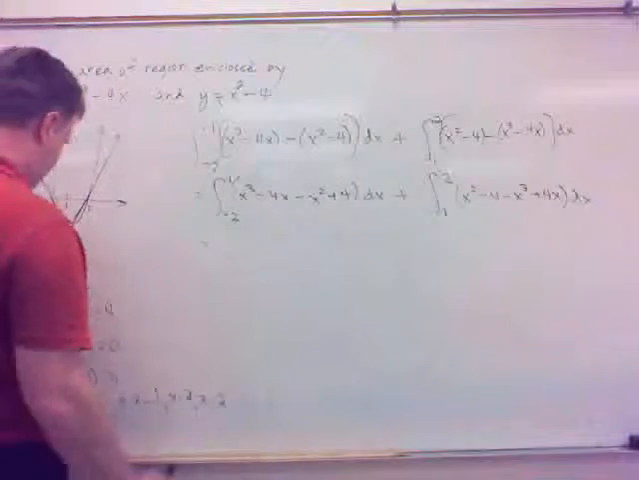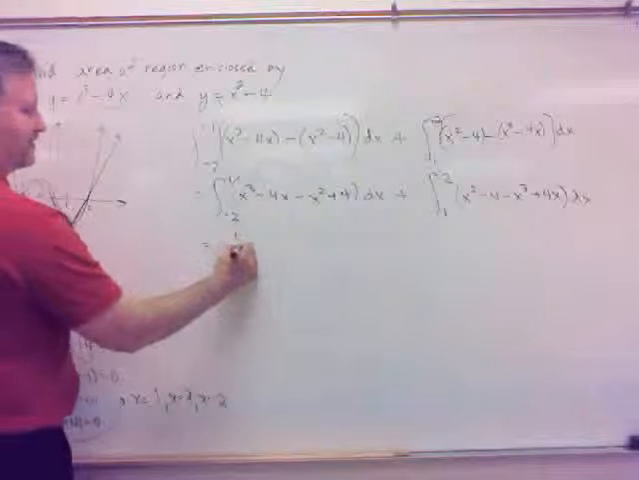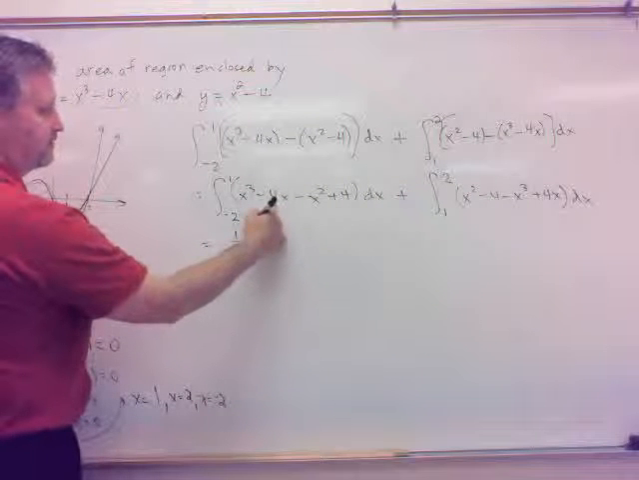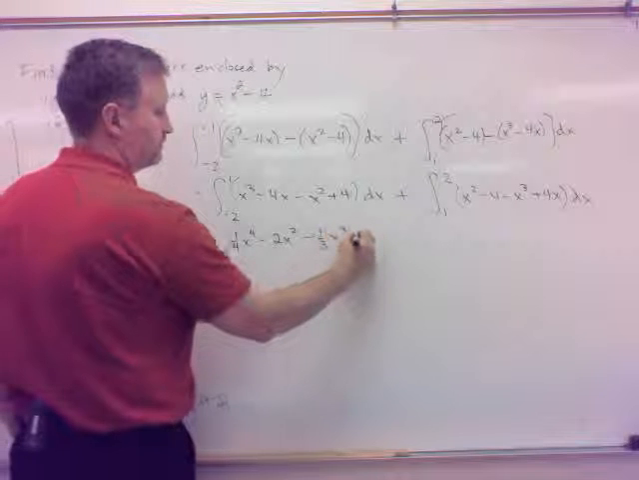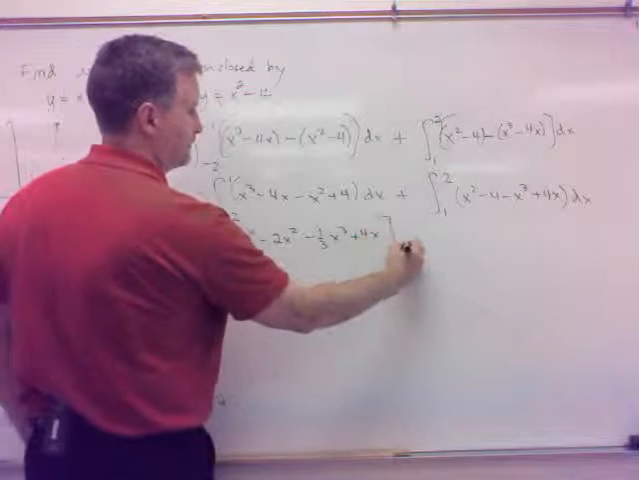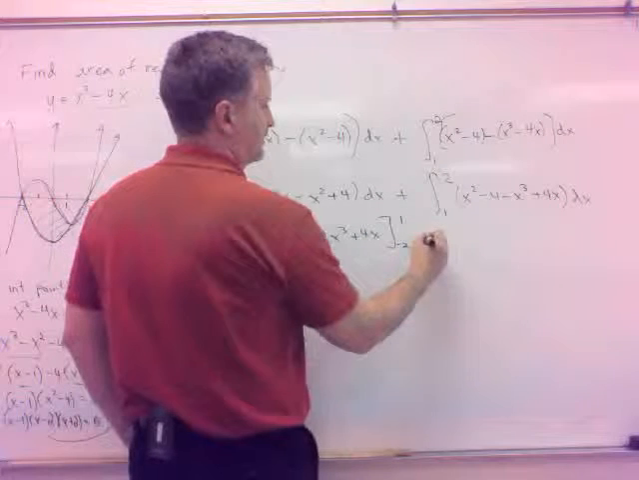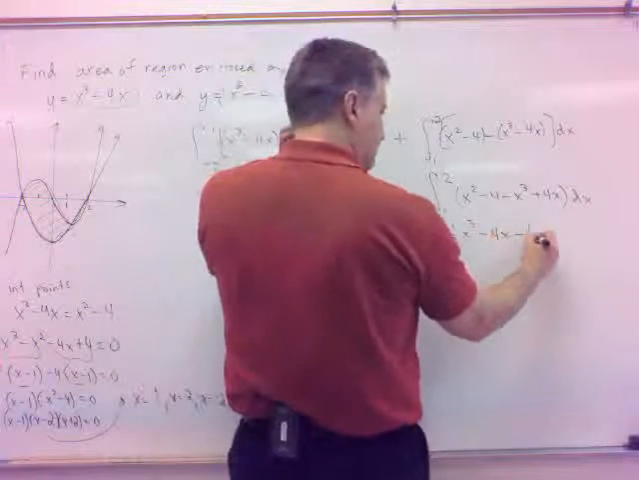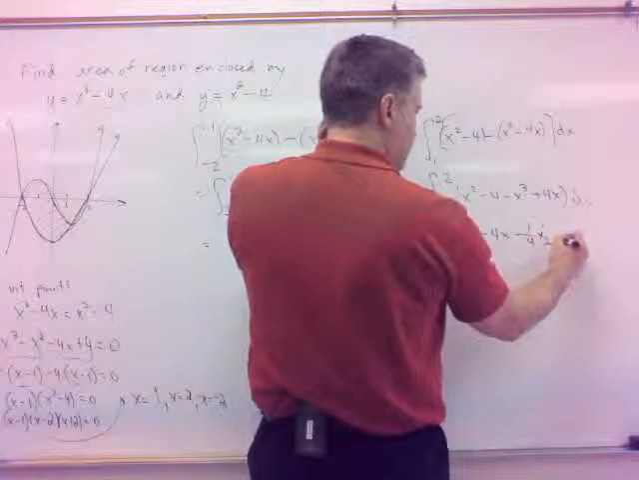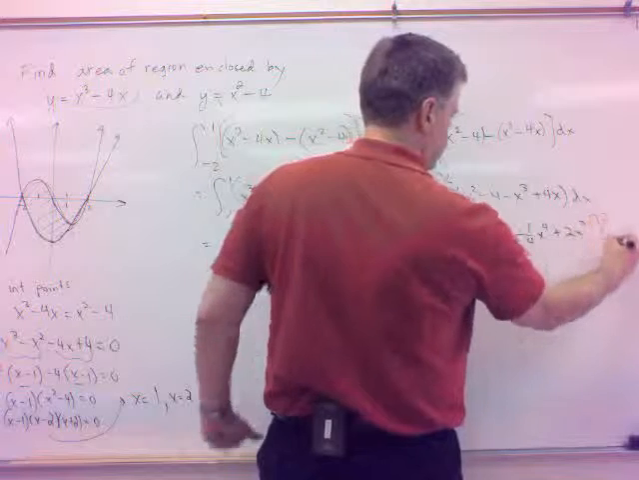All right. So a little bit of work, we got it. 1/4 x to the 4th minus 4 halves, it'll be 2x squared, minus 1/3 x cubed plus 4x from negative 2 to 1. And then this will be 1/3 x cubed minus 4x minus 1/4 x to the 4th plus 2x squared from 1 to 2.